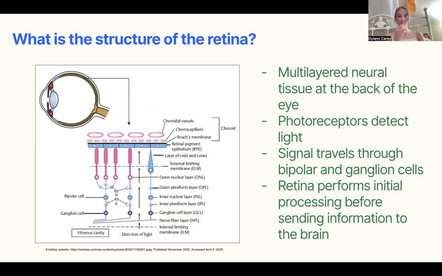The picture I have here on the left kind of breaks down the parts of the retina, showing you where those bipolar cells are, the ganglion cell, and their cell layers, and then kind of shows you where in the anatomy of the eyeball the retina is located.